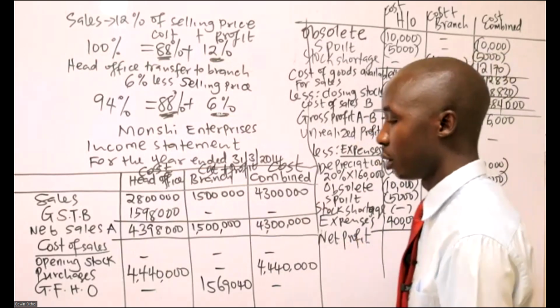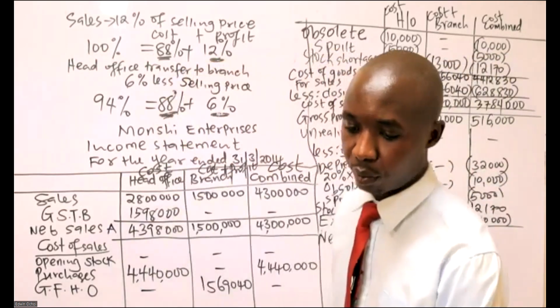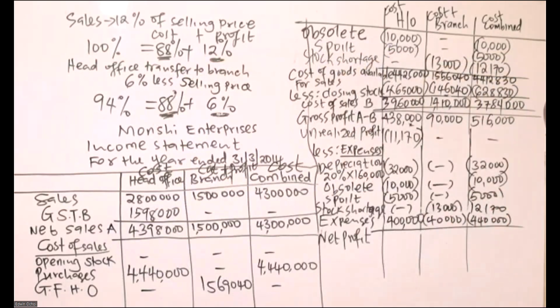Okay. Whoever has the net profit, you can give me the figures. So 438,000. Mwalimu, isn't that doing double? Because if you reach your gross profit, already you've catered for this spoiled and obsolete. Again, you're coming to deduct from the expenses. I think it's double. It's not double. The way I've explained, they have just reduced your stock. There's no double work we have done here.